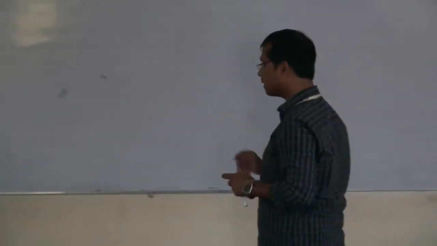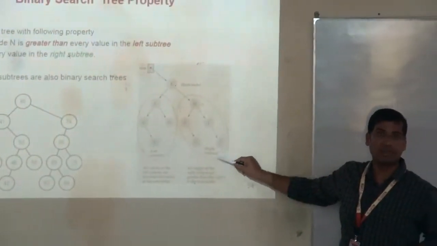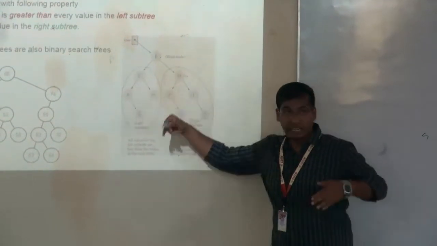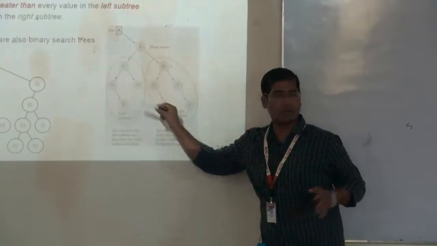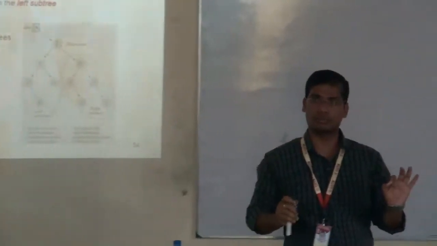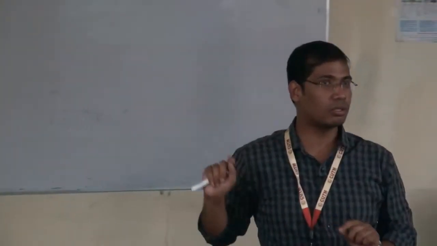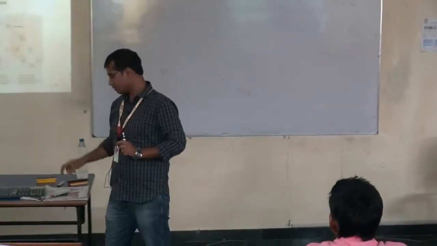Okay, now come to the right subtree. H, F, I, G, J all are greater than E. If I check recursively this node, this node, this node, this node, this property holds good. The search property holds good. So this tree is also a binary search tree. Over. So shall I move to next slide?